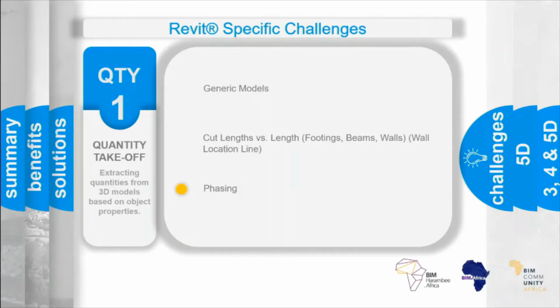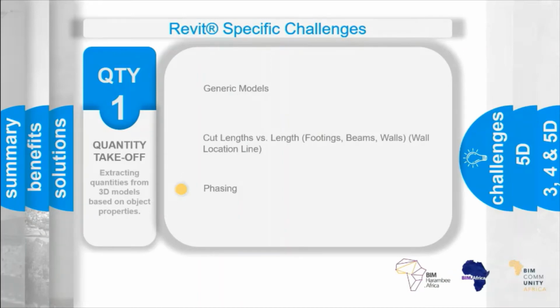Another challenge that we found relates to phasing, or phasing not being used and not referenced correctly in model objects. So all model objects need to indicate their phasing, and phasing is especially important when works are taking place in existing buildings. By applying phasing properly as a property to an object or element, it defines whether the object is an existing object, a new object, or an object to be demolished.